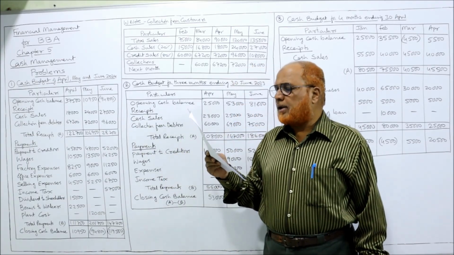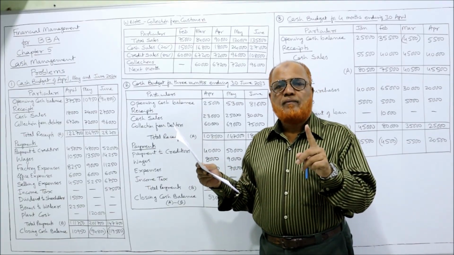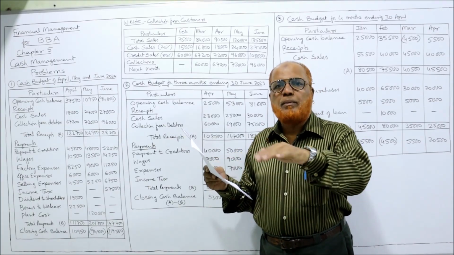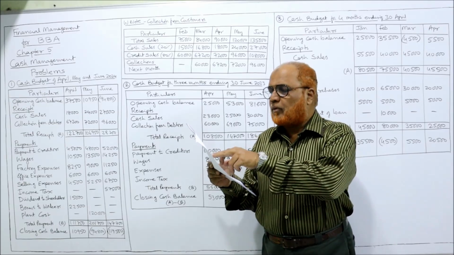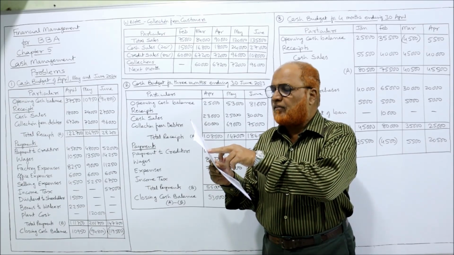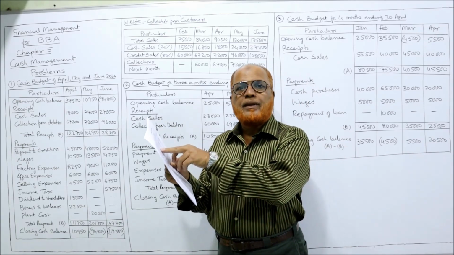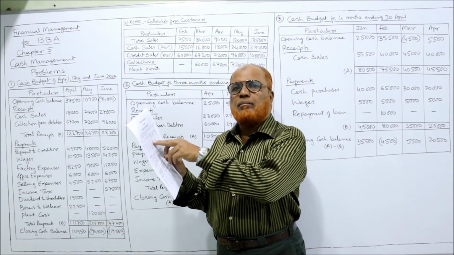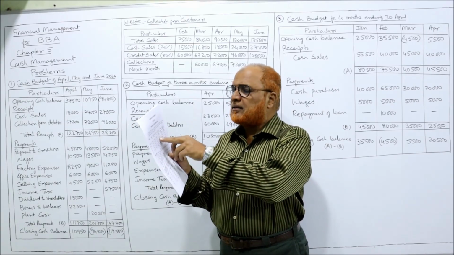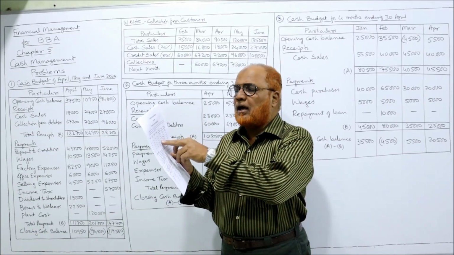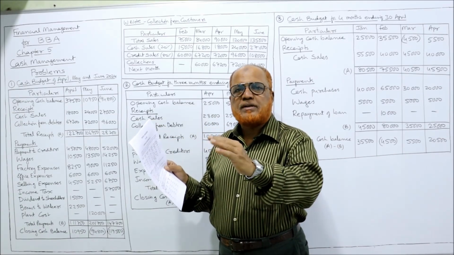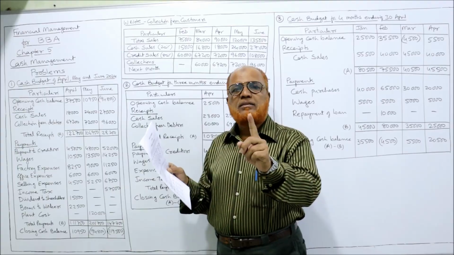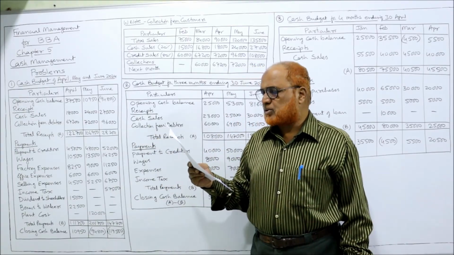Delay in payment of all expenses is 1 month. That means whatever expenses are there will be paid in the next month. For example, February factory expense of 7,500 will be paid in March. The March expense of 8,250 will be paid in April. April expenses will be paid in May. So there is a 1 month delay in making the payment of expenses.